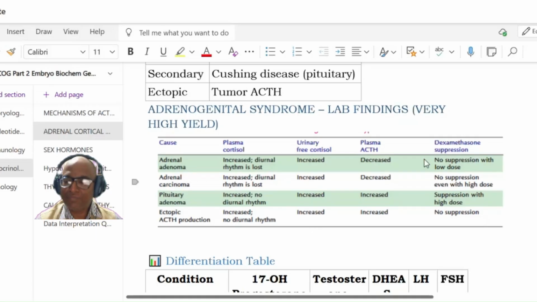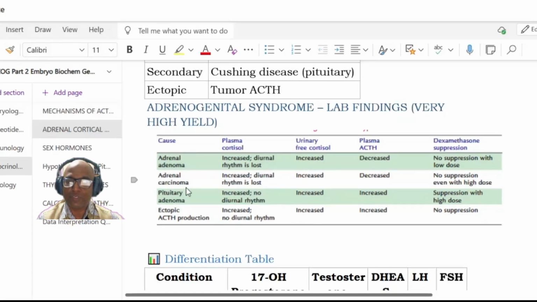Okay. Now, when you carry out the dexamethasone suppression test, what is the response? When you give the dexamethasone, there is no suppression with the low dose if it is a pituitary or an adrenal adenoma. If it is an adrenal carcinoma, there is no suppression even with a higher dose. So when you give dexamethasone at a lower dose, there is no suppression of the cortisol, but at a higher dose, it will suppress. But if it is an adrenal carcinoma, even at a higher dose, there will be no suppression.